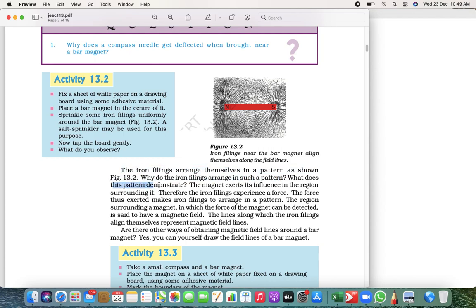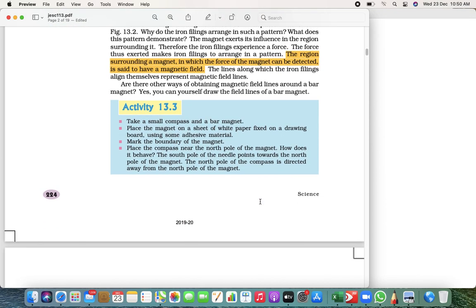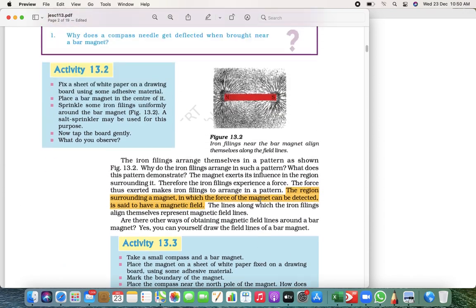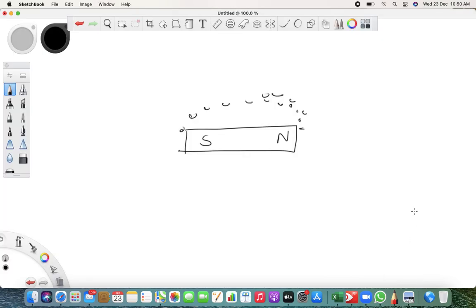The iron filings arrange themselves in a pattern. What does this pattern demonstrate? The magnet exerts an influence in the region. The iron filings experience a force, and the force thus exerted makes them arrange in a pattern. This region around the magnet we call a magnetic field. These lines you can see, what do you call these lines? Magnetic field lines.